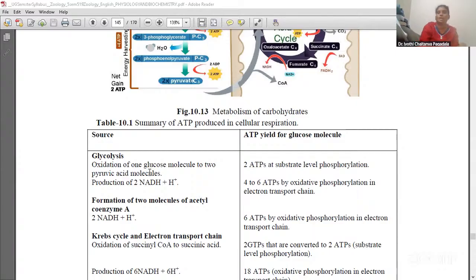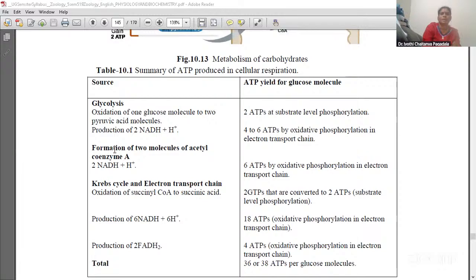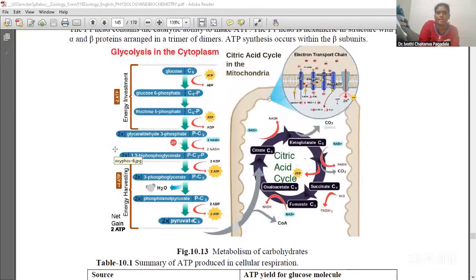There the production of 2 NADH plus H2 takes place, where the yield of the ATP in the substrate level phosphorylation, the 2 ATP molecules are released, and 4 to 6 ATP molecules are released in the oxidative phosphorylation in the electron transport chain. Whereas in this case, the source here is a formation of two molecules of acetyl coenzyme A in citric acid cycle.